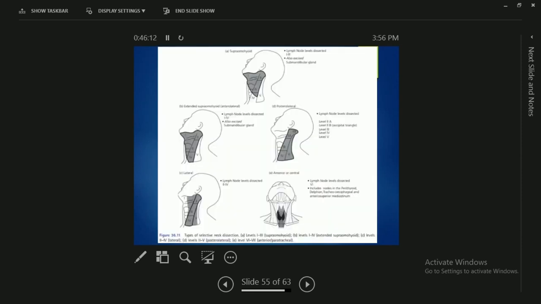There are several types of selective neck dissection. One is supraomohyoid neck dissection, in which levels 1, 2, 3 are removed along with the submandibular gland. In extended supraomohyoid neck dissection, lymph node levels 1 to 4 are removed along with excision of the submandibular gland. In lateral neck dissection, levels 2 to 4 are removed. In posterolateral neck dissection, levels 2 to 5 lymph nodes are removed. And in anterior or central compartment dissection, we remove the paratracheal and Delphian lymph nodes.